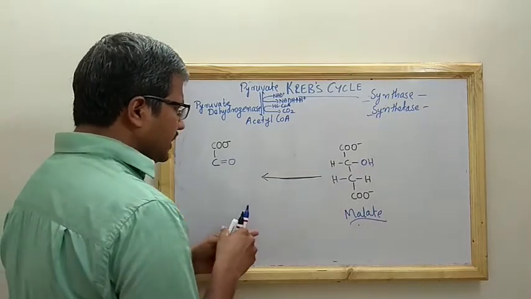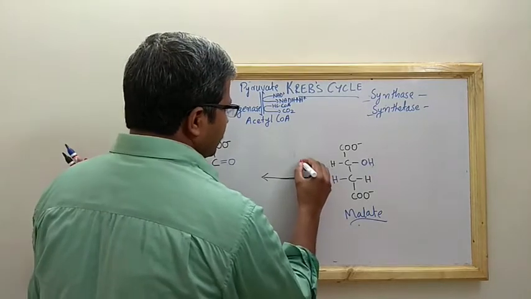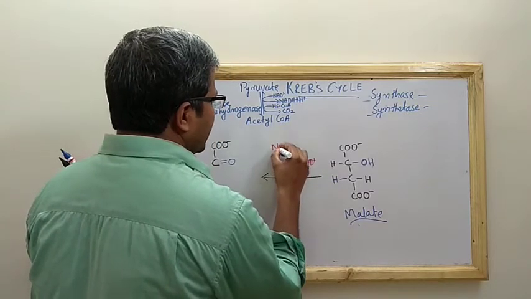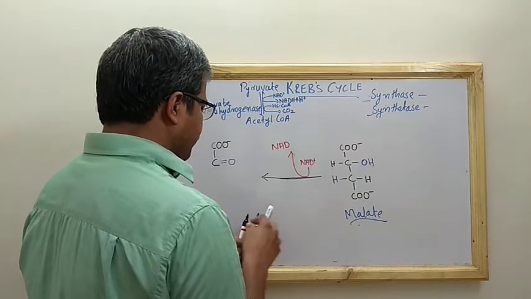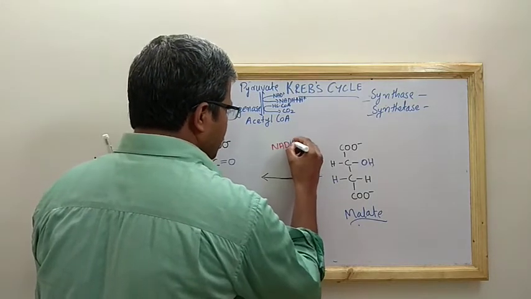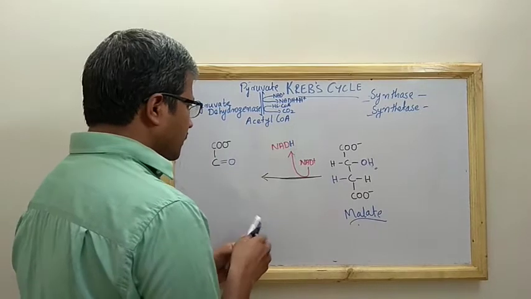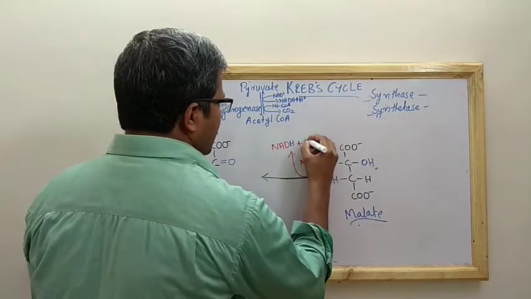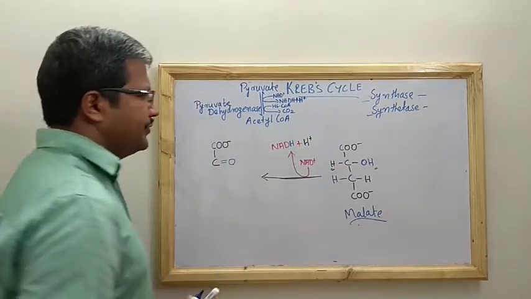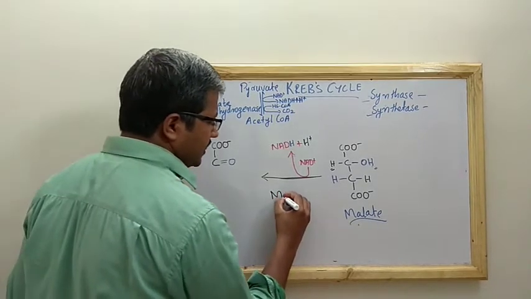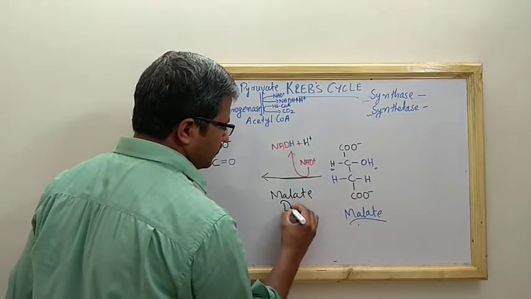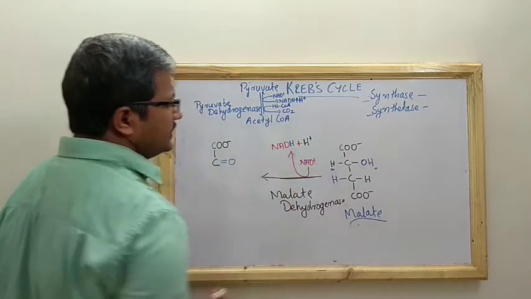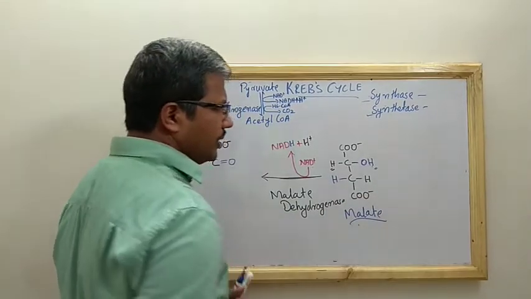So what will be there? NAD plus will be converted into NADH, this particular H, plus H plus, this particular H. What is the enzyme? Malate dehydrogenase. It is a redox reaction, where NAD plus is undergoing reduction and malate is undergoing oxidation.